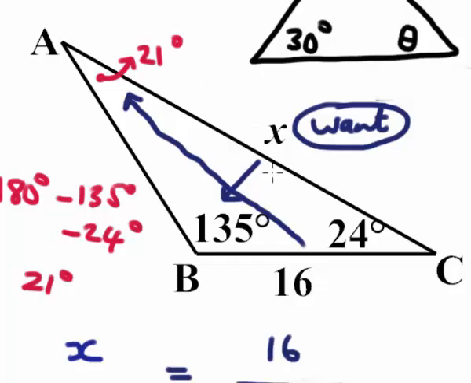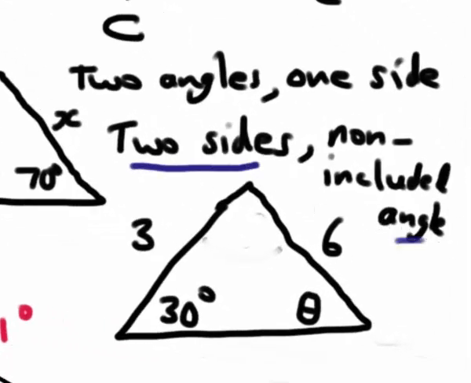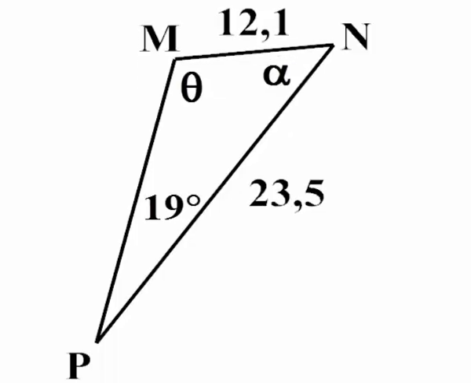Okay, and you want the length of x. Okay, now the other version, if you go back here, you need 2 sides and a non-included angle. Let's have a look at this. Next example, have a look here.